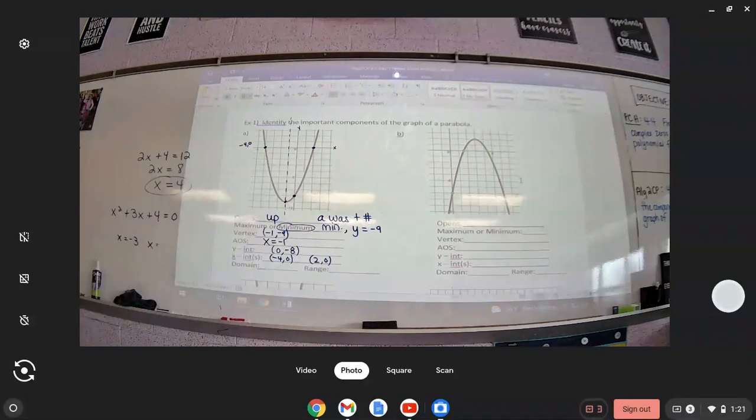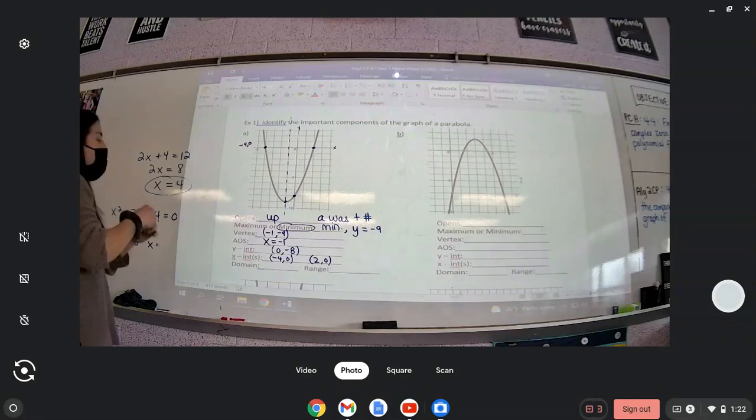Now on the game tomorrow, it's multiple choice. So if I ask you for the x-intercepts or the roots or whatever, you know they're putting 0, 2. Do not pick 0, 2. You know 0, 2 is a y-intercept, not an x-intercept. If you are an x-intercept, then x has a value and y is 0.